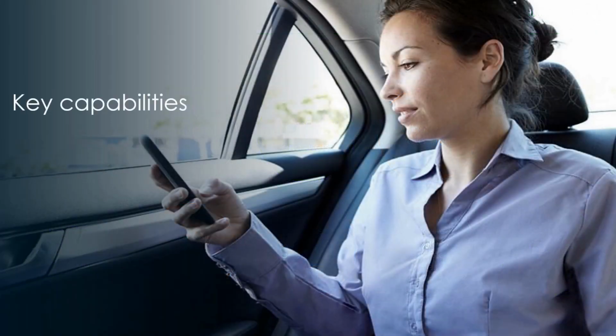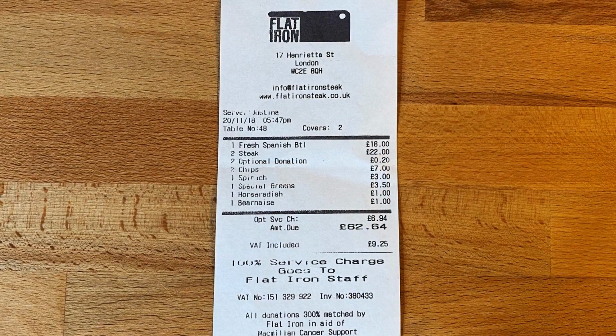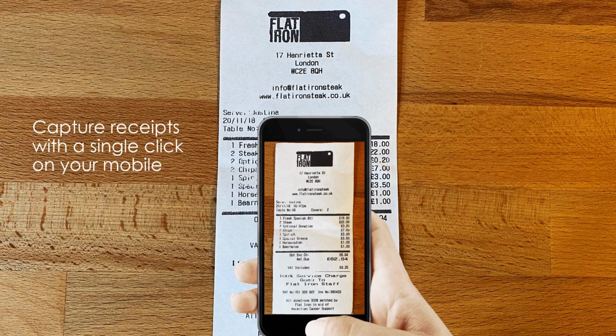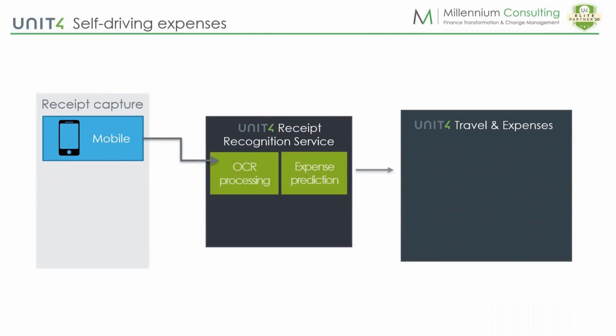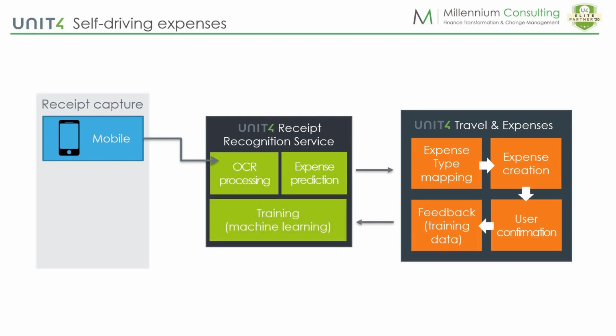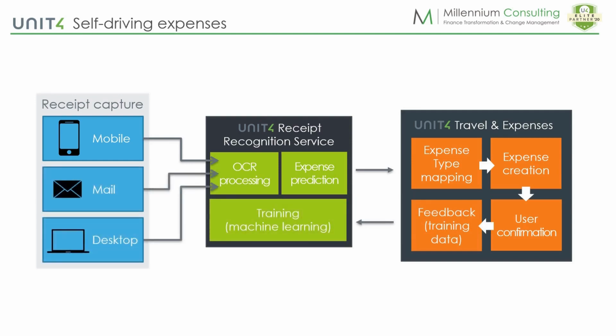So the key capability really is that most of your employees now have mobile phones with cameras attached. So we can use the mobile phones and the cameras to actually take a photograph of an expense or a receipt, and that can then be sent through to Unit 4's receipt recognition service, which will try and read as much data as it can off the expense, try and predict the type of expense it is, and actually then pre-populate the screen for the user to check or make any amendments. In some cases, it can't recognize all the receipts, so the system has a self-learning feedback and training mechanism, so the more you process certain types of receipts, the better it gets.